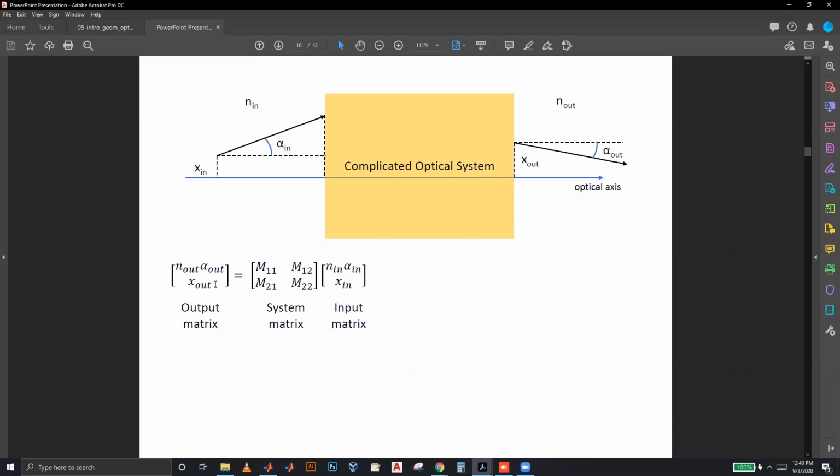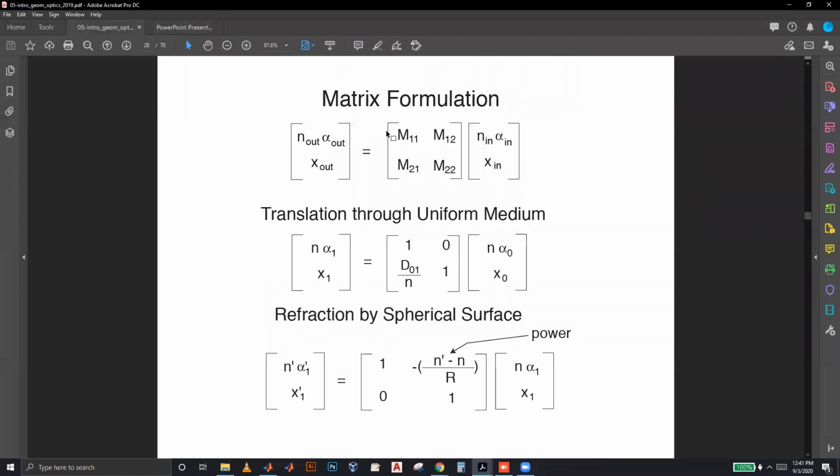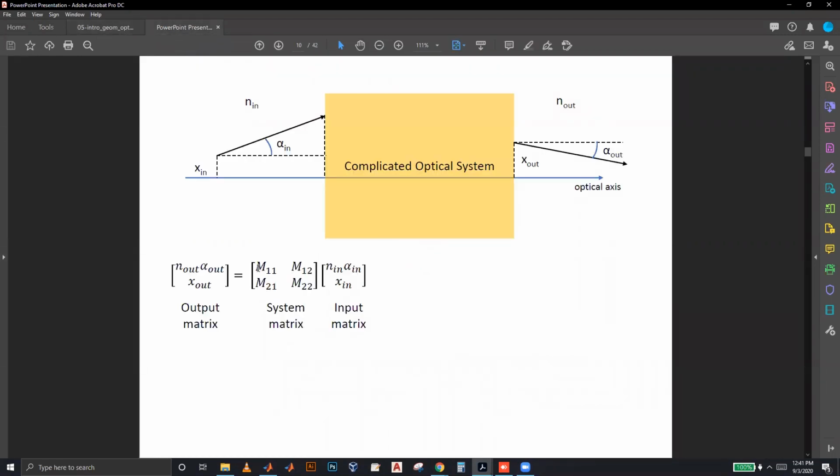So now we have one simple equation which relates the properties of the output ray with that of the input, with respect to a system matrix. This is what is given in your lecture slide: n out, alpha out, x out equals the system matrix times whatever is in the input side. Now all we have to do is determine what these elements of the matrix, M11, 12, 21, 22, are. We'll see that these all have general forms, and these are very easy to program into computer systems, and make our life a lot easier in solving complicated optical systems rather than having to resort to all the geometry that we worked out in the previous lecture.